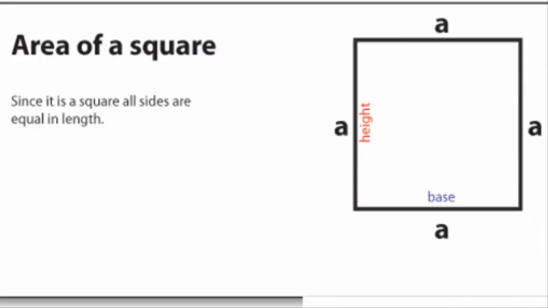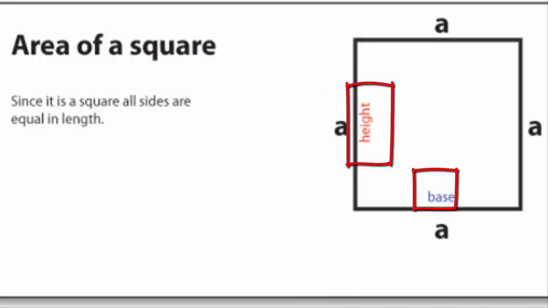Here is a diagram of what a square looks like. It shows the height and the base. Also, each side is labeled with an A, meaning each side is equal.